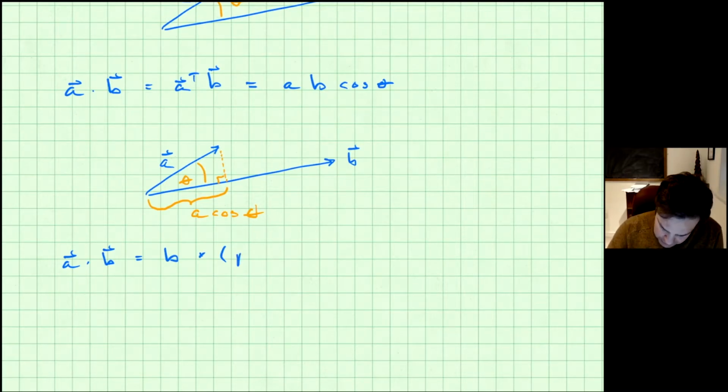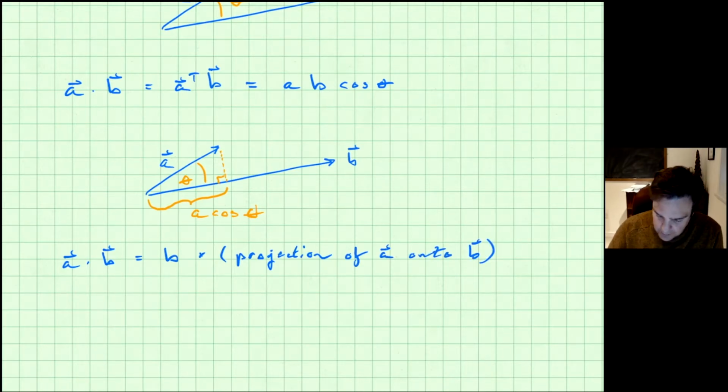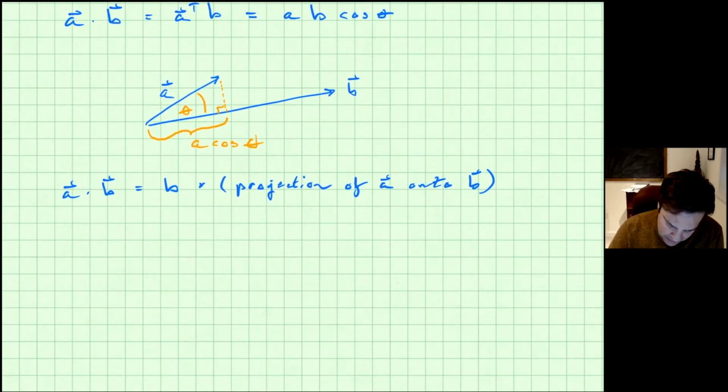That's called the projection of a onto b. Because this length here, if you were to cast a light from above, say, this is the shadow that would be cast down onto the vector b. So it's the part of a that points in the direction of b. Similarly, you could make that same picture.